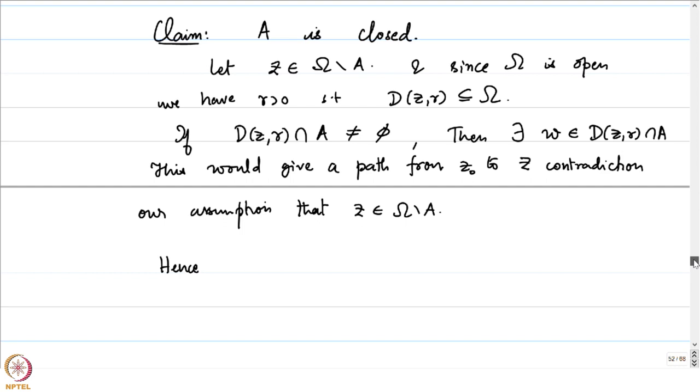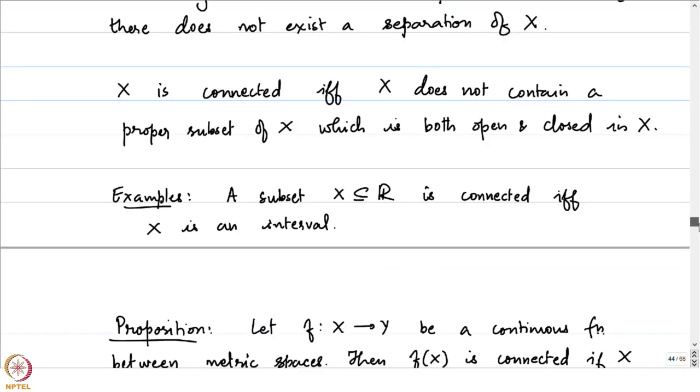Hence, this assumption has to be wrong. Hence, dzr intersected with A is empty. But that implies that omega minus A is open, because every point in omega minus A is now an interior point. And this implies that A is closed.